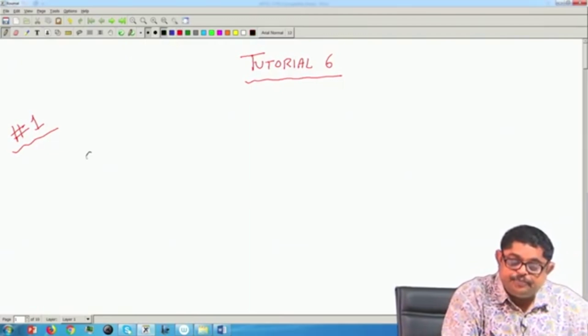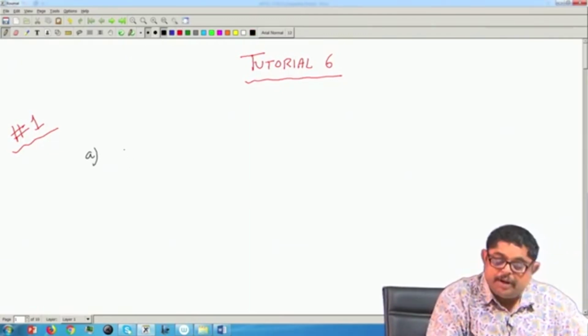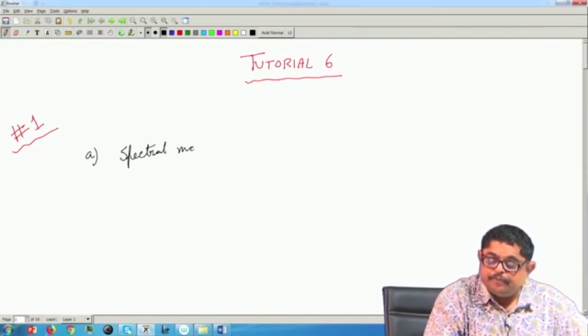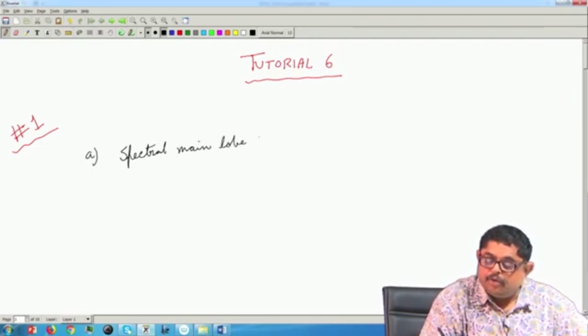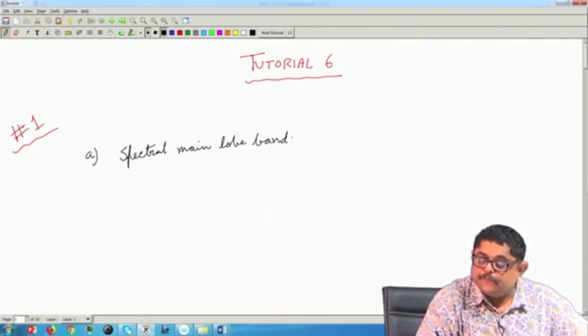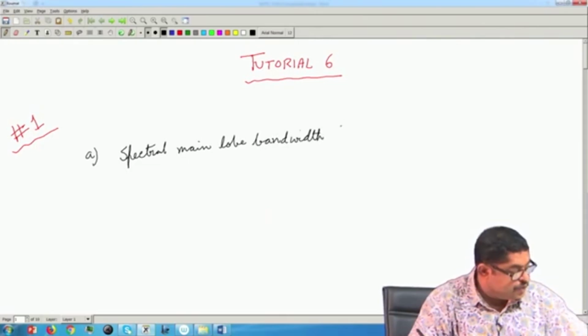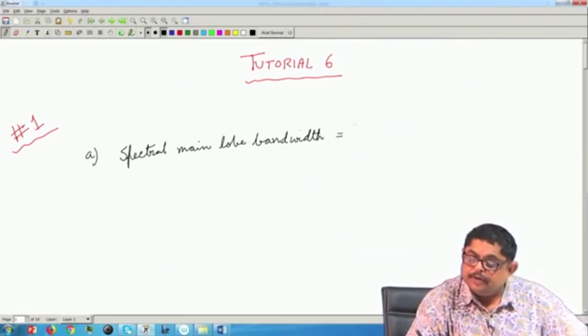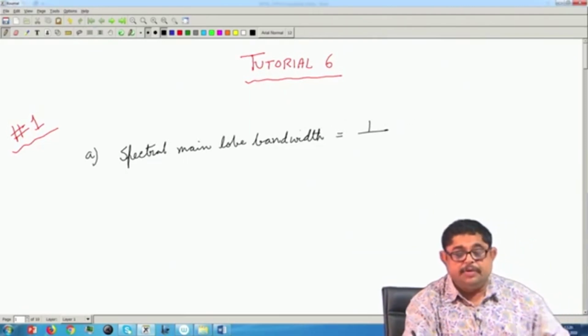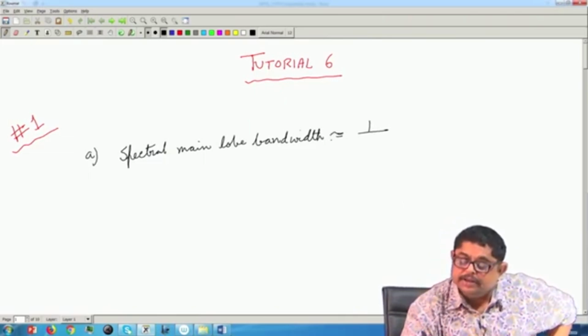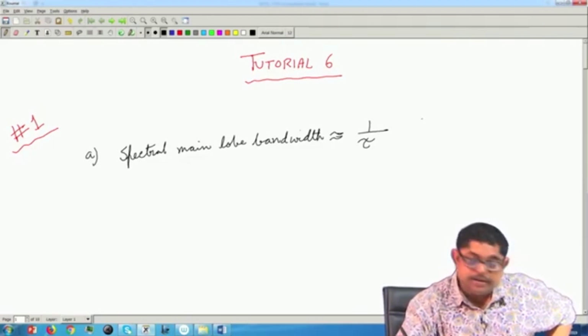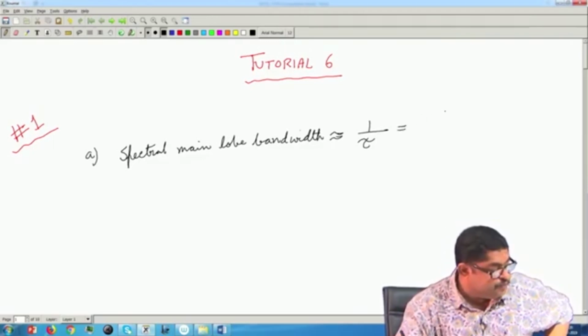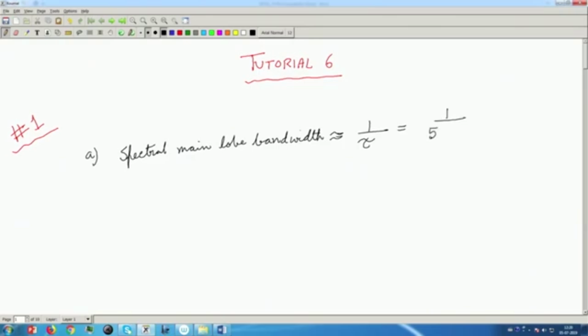So, what is the spectral main lobe bandwidth? That we know roughly. This is not the resolution type of thing. So, roughly I can say it is 1 by tau, since it is a constant frequency pulse. The value of tau is given as 5 microsecond, so it is 200 kilohertz.